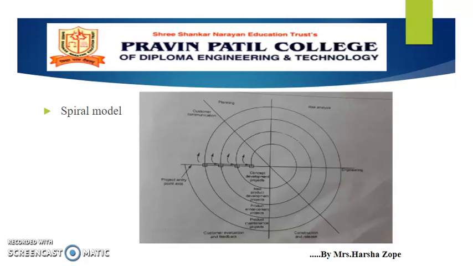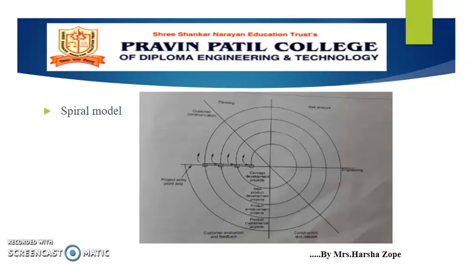The task regions can be described as follows. Customer communication: in this region, it is suggested to establish customer communication. Planning: all planning activities are carried out in order to define resources, timeline, and other project related activities. Risk analysis: the tasks required to calculate technical and management risks are carried out. Engineering: in this task region, tasks required to build one or more representations of the application are carried out.